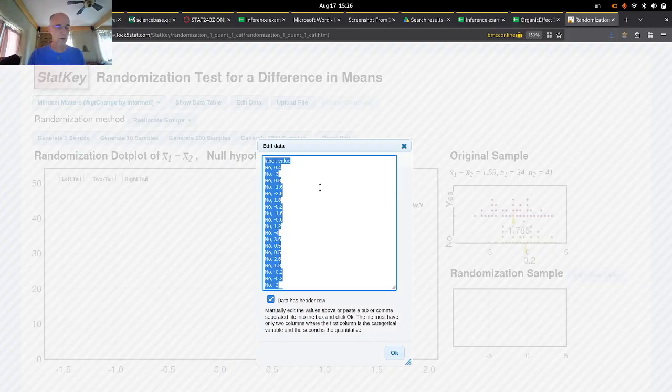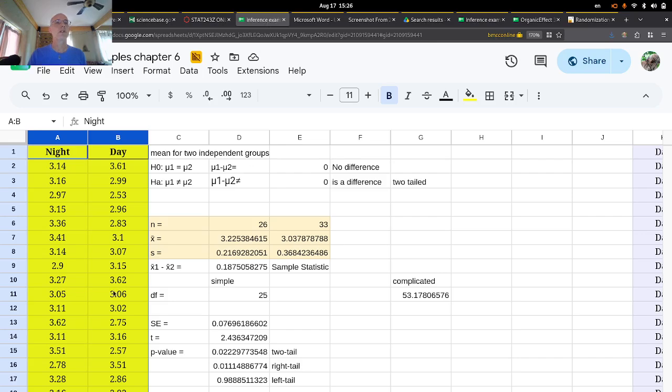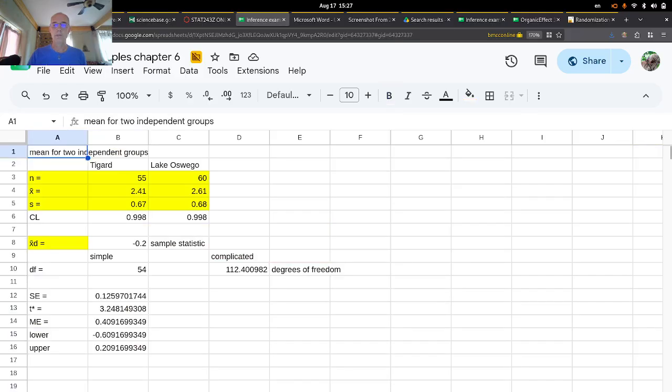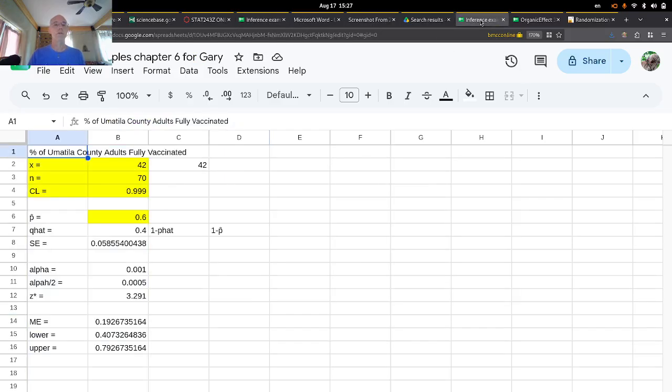So I'm going to grab this data from StatKey about the Mindset Matters data set, weight change by whether they were informed or not. And I'm going to bring that into a spreadsheet to analyze. So there's the inference examples chapter 6 spreadsheet that I gave you, and you want to scroll along the bottom to look for two mean hypothesis test, one where we can play with the data. So we have two different columns, and I'm going to switch from that one to my personal one.